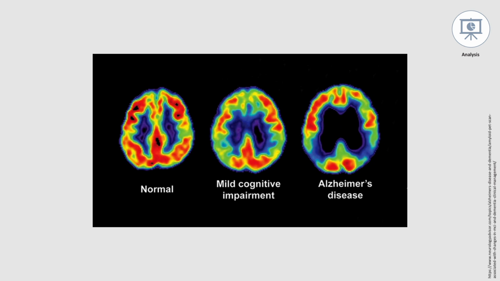Let's look at the next image. I find these scans fascinating. On the left, we can see a brain with healthy metabolic activity. The brain in the middle is already slightly impaired in comparison to the first brain, and the brain on the right is affected by Alzheimer's disease.